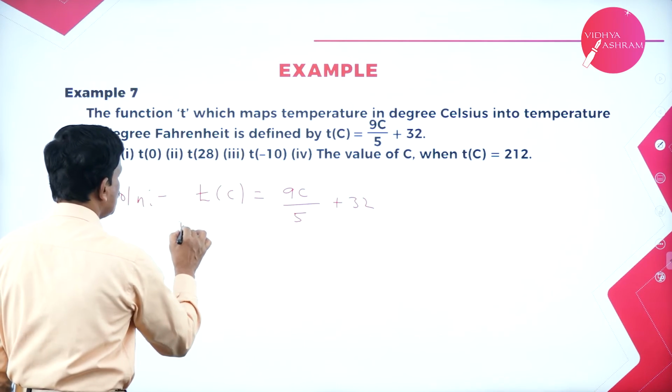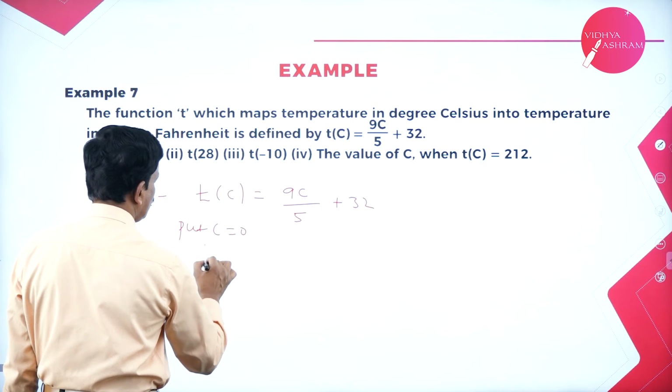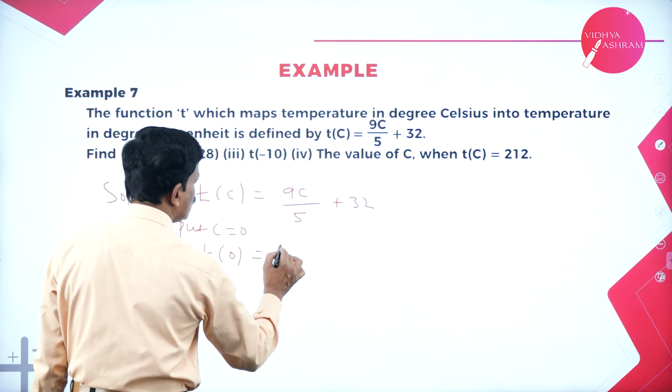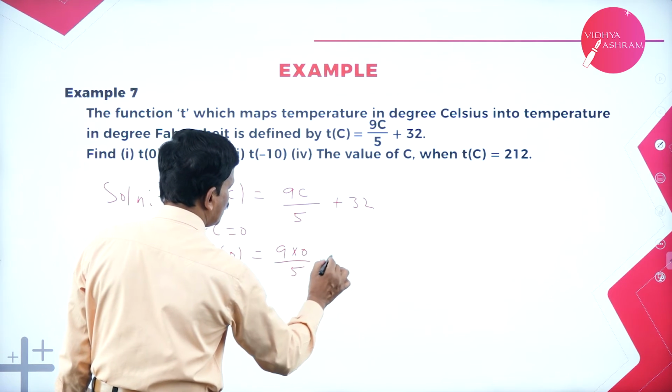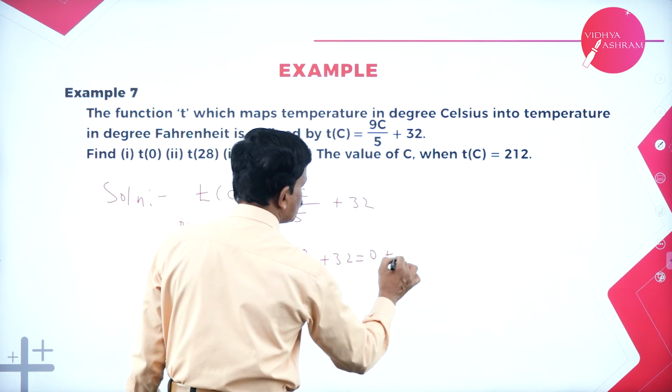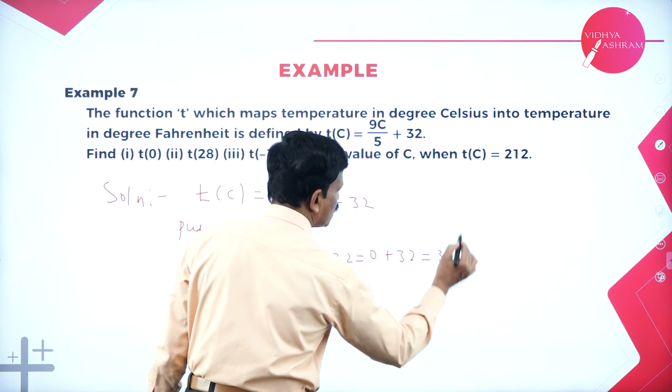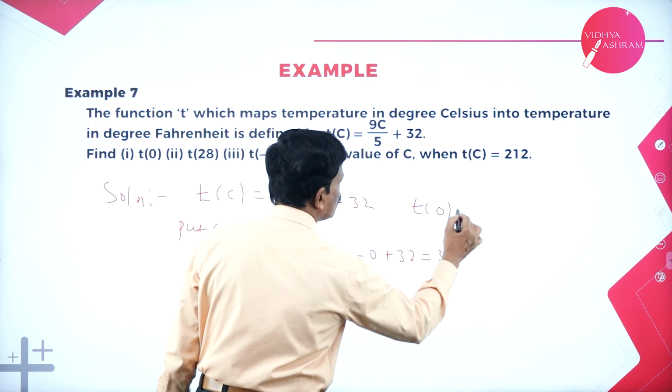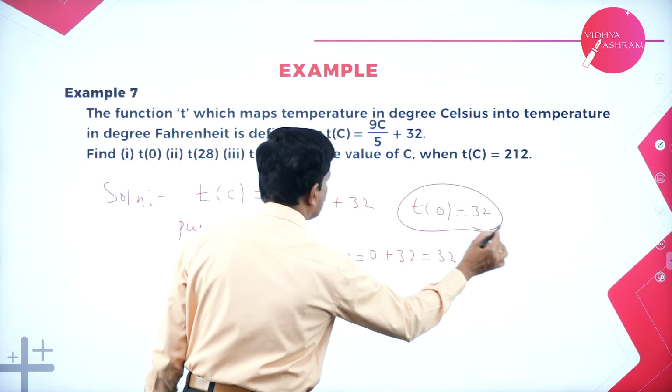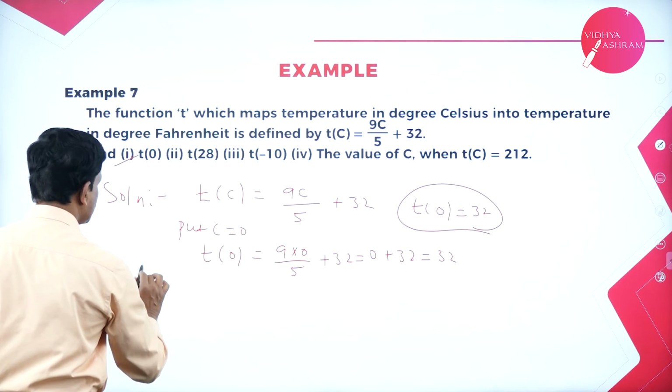Now, put C is equal to 0 first. Then we will get T of 0 is equal to 9 into 0 by 5 plus 32. This is 0 plus 32 is equal to 32. So, therefore, T of 0 is equal to 32 is the first answer. Now, come to the second one.